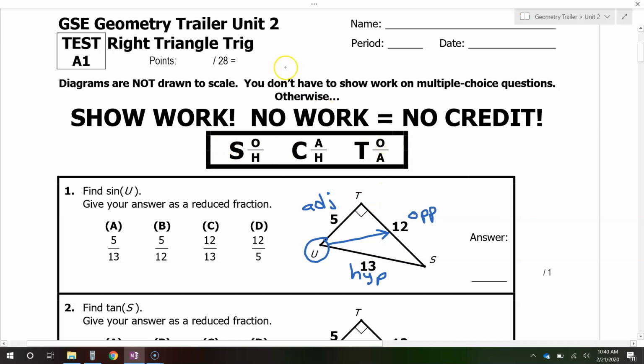Now, SOHCAHTOA, which often I'm just going to write like this, S-O-H-C-A-H-T-O-A, is an acronym that will remind me that sine is opposite over hypotenuse, cosine is adjacent over hypotenuse, and tangent is opposite over adjacent. In this case, they are specifically asking us to find sine, so I definitely need to look at the first one. Opposite over hypotenuse will be 12 over 13. So that's why the answer is C.